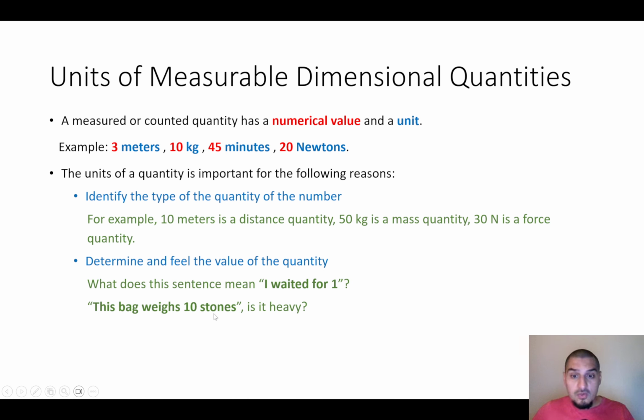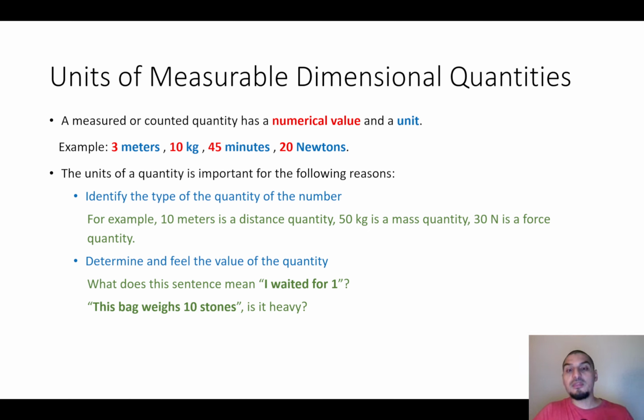So in order to answer this question, is this bag heavy or light, you have to have a feeling of this unit. You have to have something in your mind that can translate this unit into something that you can understand. So this is a very important thing that the units may give for us, that you can feel the value. It's not just knowing what type of quantity this is, you can feel the value of this quantity.